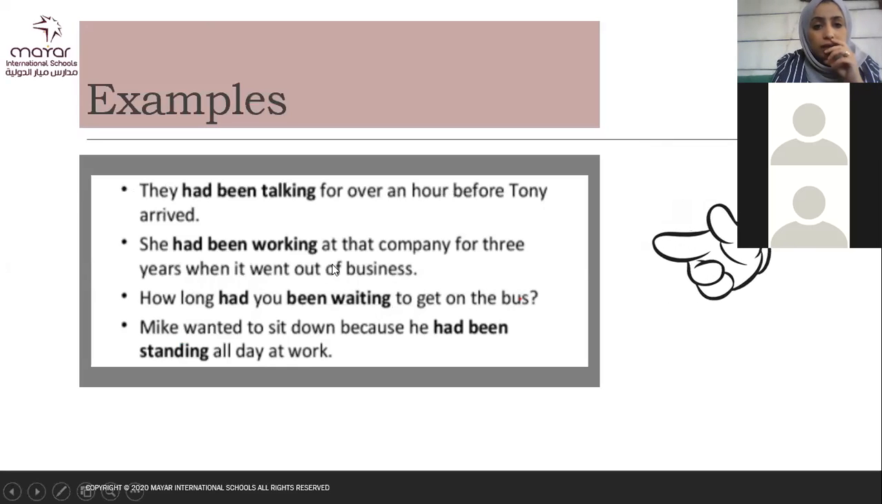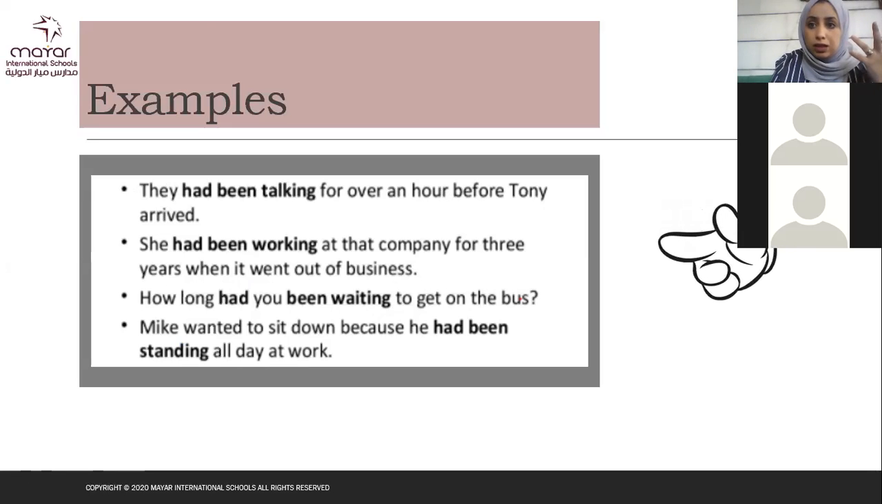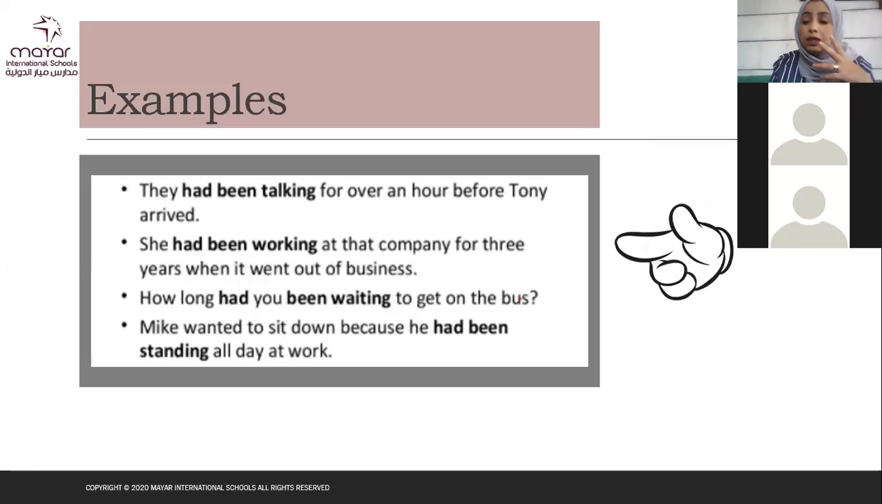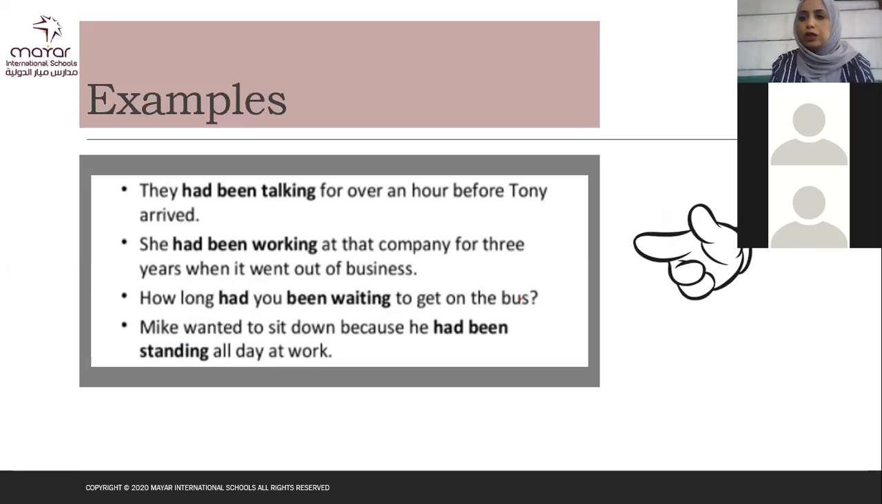He had been working at the company for 3 years when it went out of business. So this person wanted to tell you how many years he spent in this company. Does this sentence mean he's still working? Definitely not. He's not working, even if you don't have the part of the sentence that shows it went out of business.